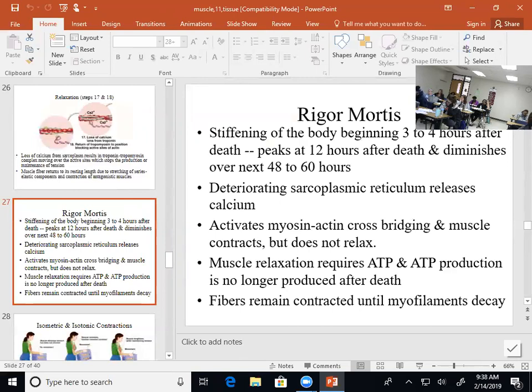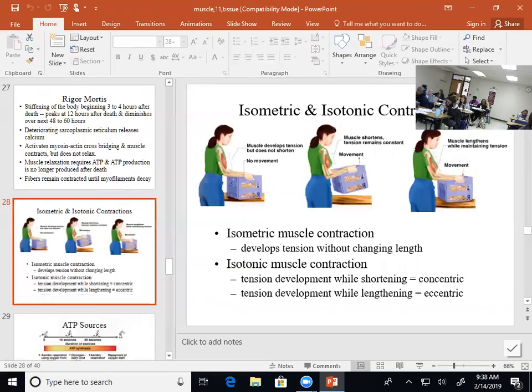I told you what rigor mortis was, didn't I? If you know that storyline, rigor mortis makes perfect sense. Look, so isometric and isotonic contraction. You guys have probably heard of isometric exercise, haven't you? But anyway, these are terms that you just need to know. This is just definition, so it's terminology.